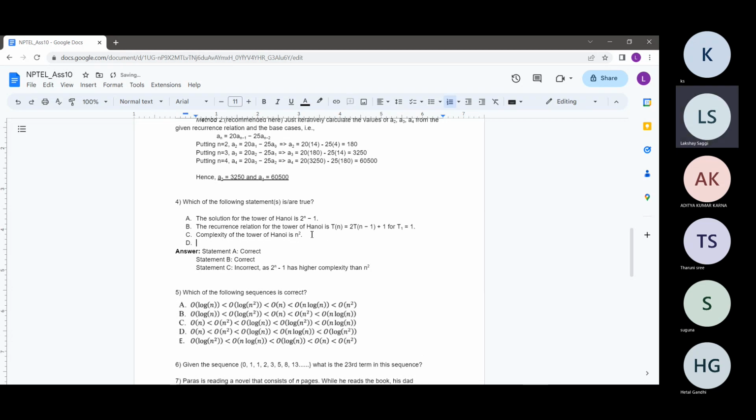So suppose there was another statement. Let's just say there was another statement which said that the complexity of the tower of NO is 2 raised to power n. Then this statement D will become correct.